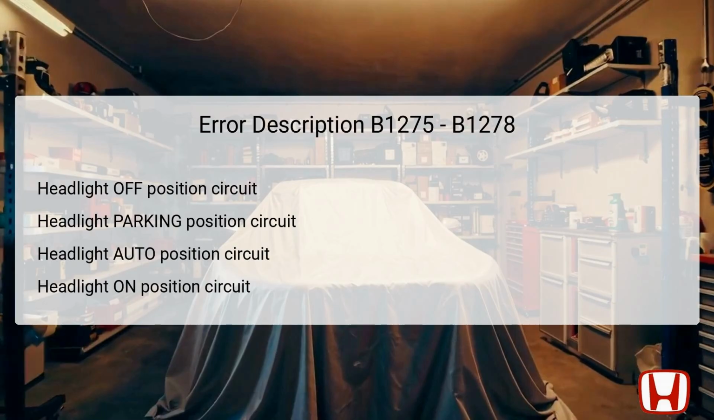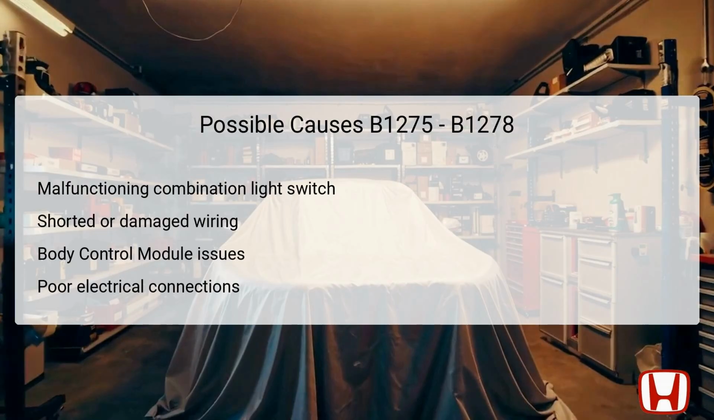Understanding these circuits and their locations in the vehicle, primarily within the steering column or dashboard area, is crucial for effective troubleshooting and repairs. Several factors can contribute to DTCs B1275 to B1278. A primary suspect is a malfunctioning combination light switch, which could prevent accurate signaling to the BCM. If signals are not transmitted effectively, it can mislead the system and trigger malfunction alerts. Additionally, shorted or damaged wiring may interrupt electrical flow, leading to circuit malfunction.